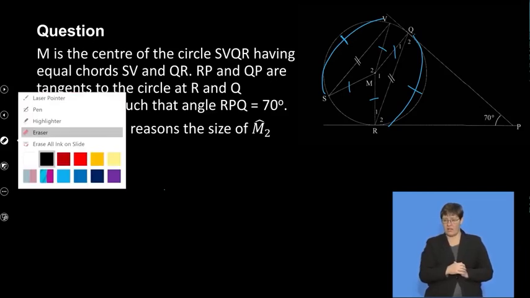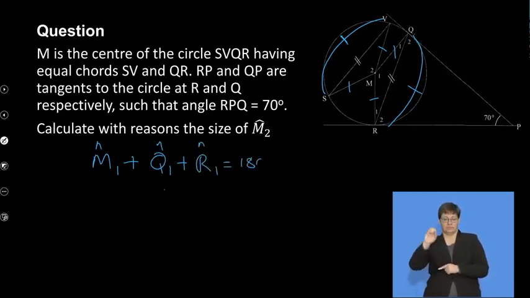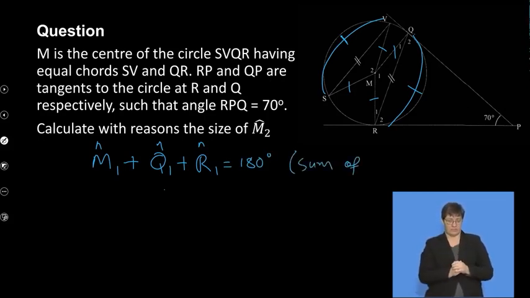So I know that those chords are equal, therefore they subtend equal angles. So if I find M1, then I know what M2 is. But please don't say it's vertically opposite, because they are not, right? So firstly, I will then say M1 plus Q1 plus R1 is equal to 180 degrees, right? This is just simply the sum of angles in a triangle, right?